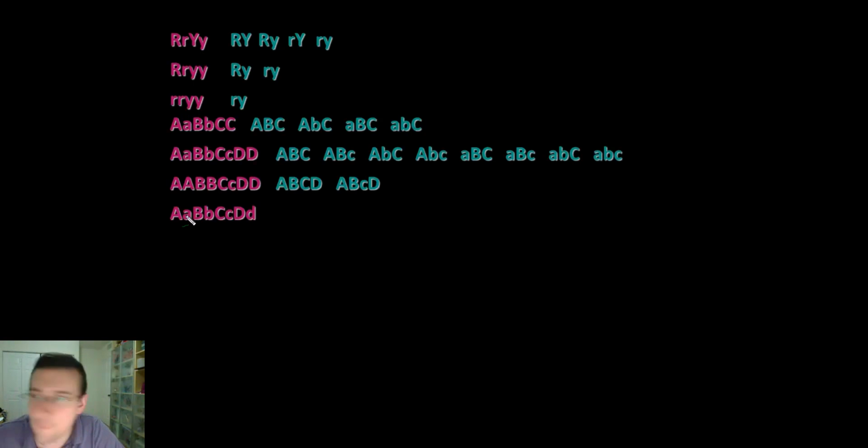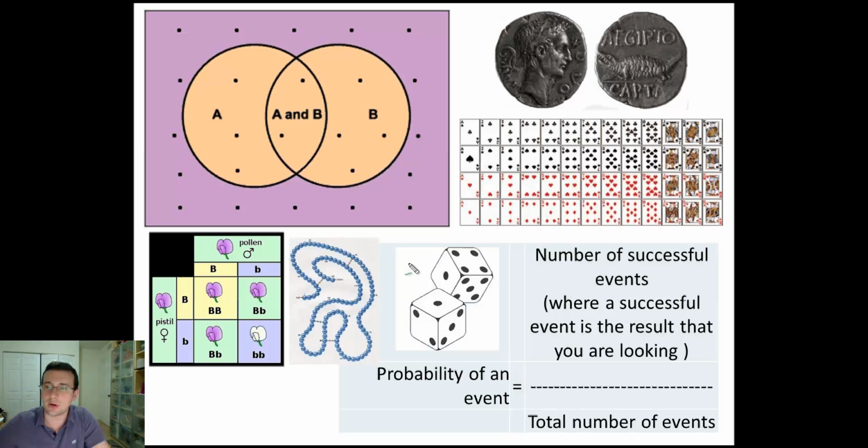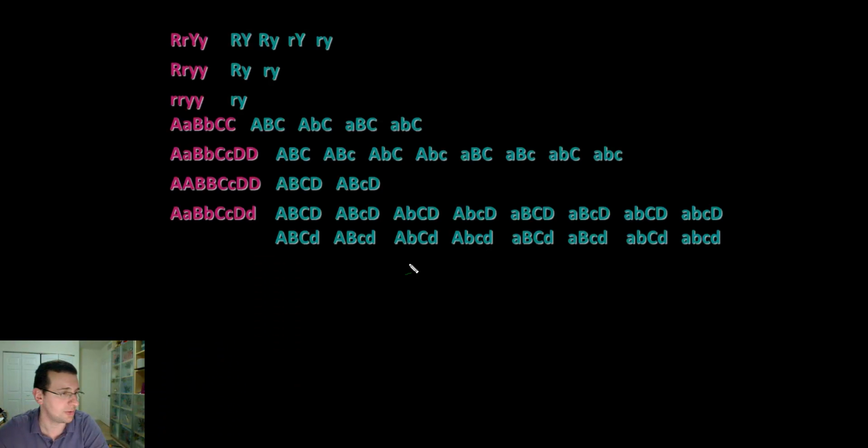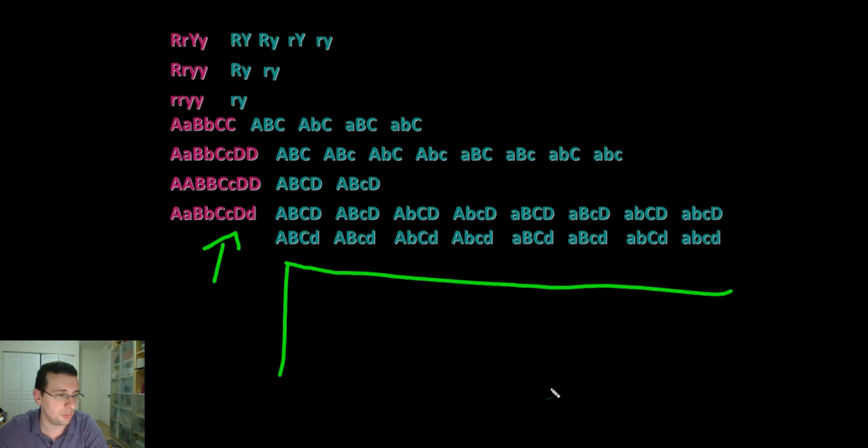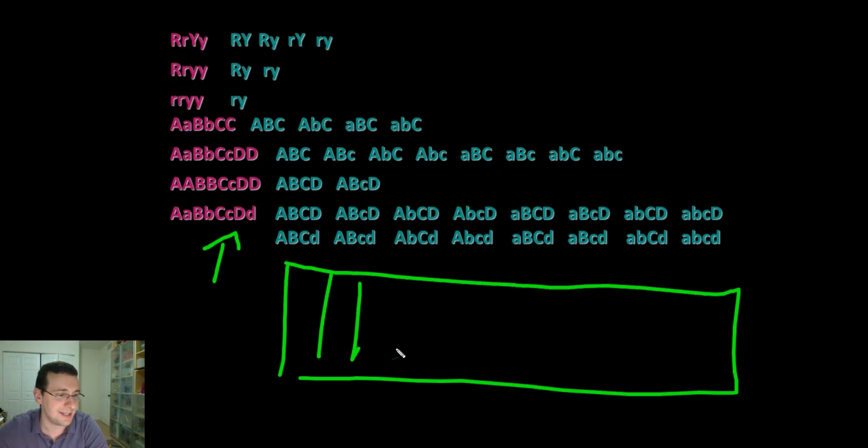Now, what about this one, where we have 4 hybrid traits? It'll be 2 to the power of 4, which is 2 times 2 times 2 times 2, which is 16. So you get 16 different gametes. So there you go. Now, what does that mean? If you're doing a cross that's involving this person, your Punnett square will have to have 16 freaking columns.